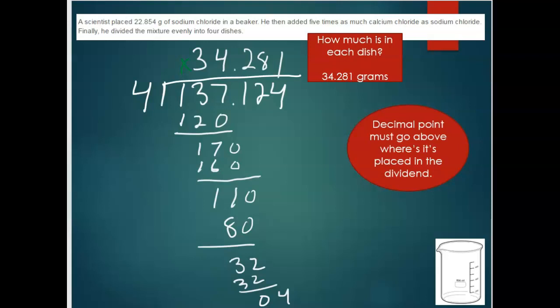For the sake of time here, I'm not going to talk my way through the division. But you should get this as your answer for this problem. That's how much is in each dish. The decimal point has to go above where it is in the dividend. We didn't have to do any playing around with the decimal point here because we were dividing by a whole number.